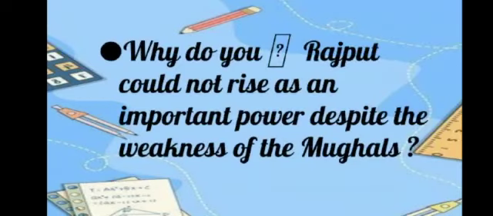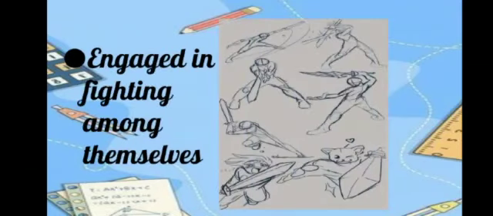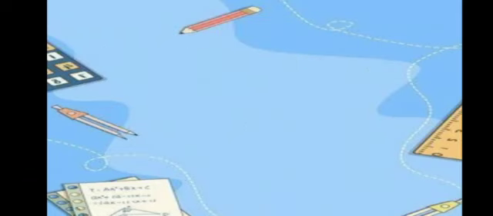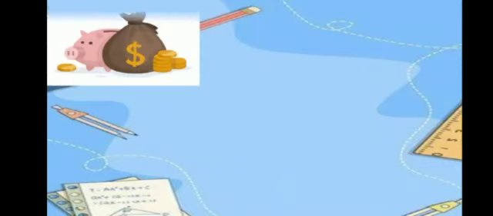Okay, moving further to the next question. Why do you think Rajputs could not rise as an important power despite the weaknesses of Mughals? As you know, Rajput leaders were engaged in fighting among themselves and therefore could not rise as a united power. Now, next question. Why did new regional powers arise with the decline of Mughal Empire? The regional rulers came to power when the Mughal Empire began to show signs of decline.